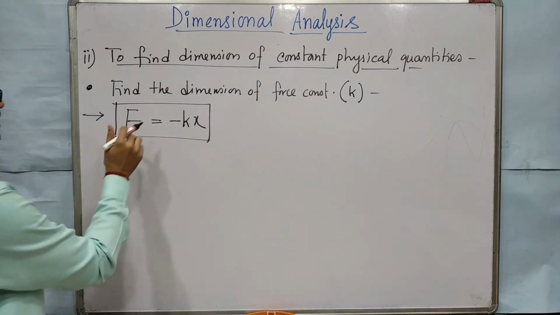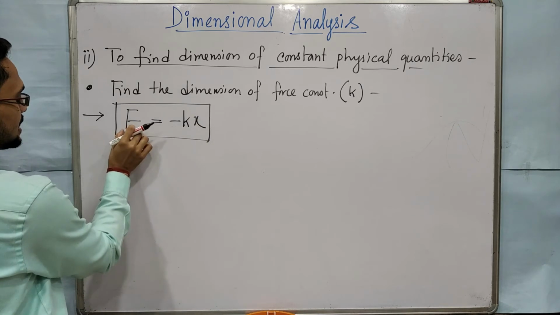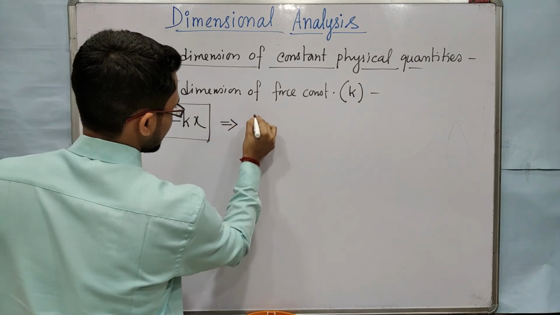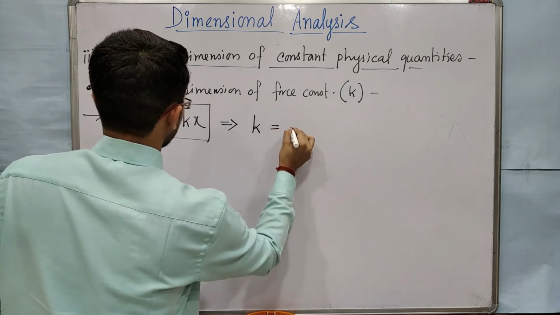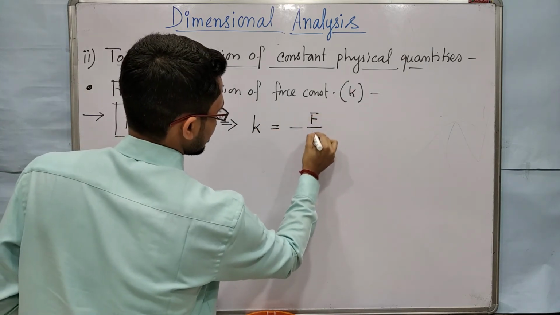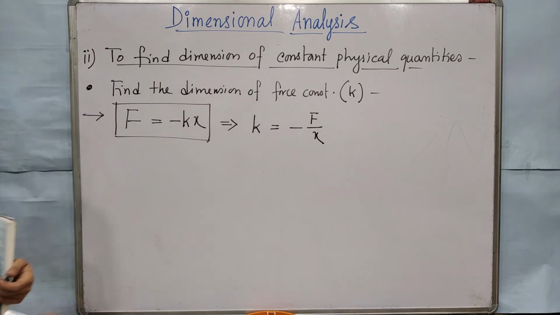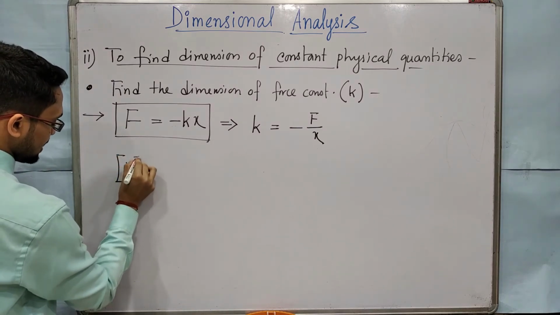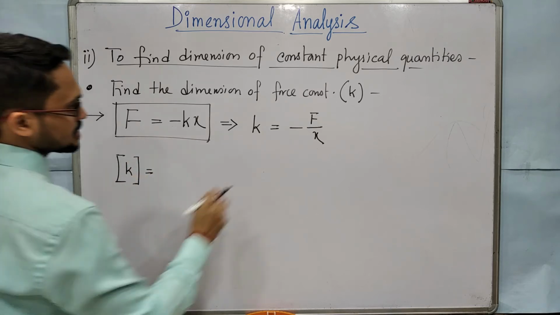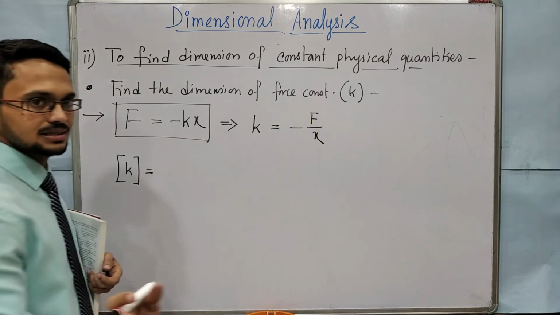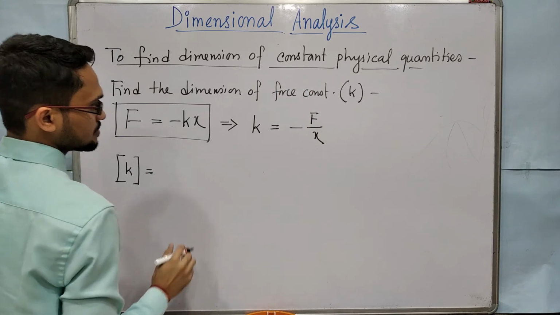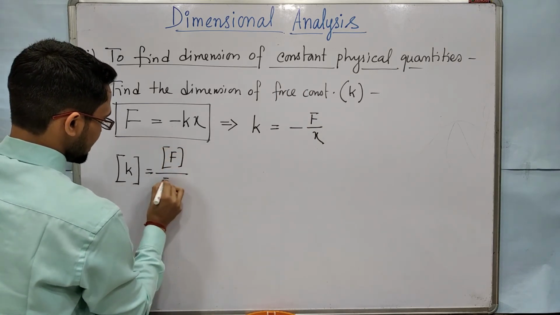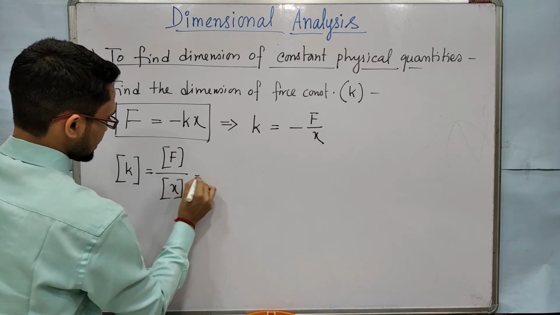Here k is the spring constant, F is the spring force. So here first we will write the equation for k. So it will be minus F by x. For deriving the dimension, we do not need this plus minus sign. So forget about this minus sign. So it will be only dimension of F by dimension of x.